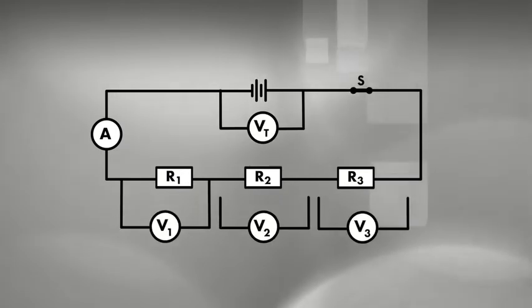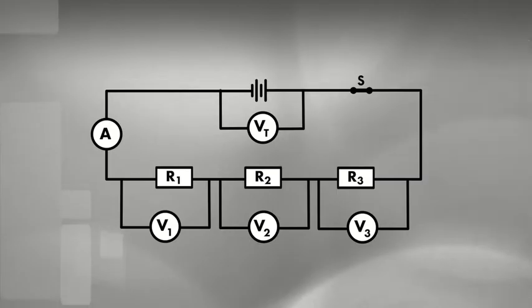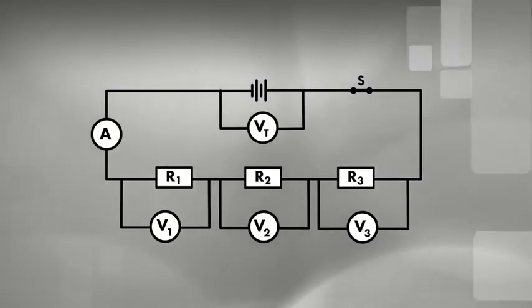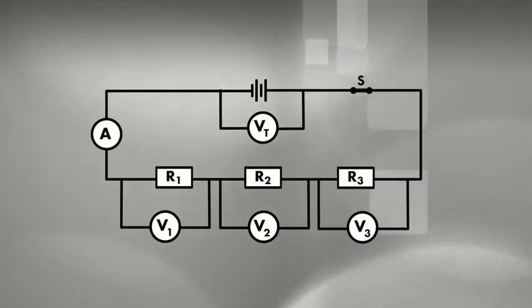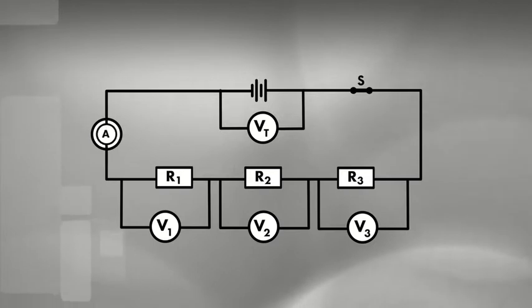When the switch is closed, the ammeter reads the current through the circuit. The first voltmeter, V1, reads the potential difference across the first resistor. V2 reads the potential difference across the resistor R2, and V3 reads the potential difference across resistor R3. The voltmeter VT, connected across the terminals of the battery, reads the terminal potential difference across the battery.